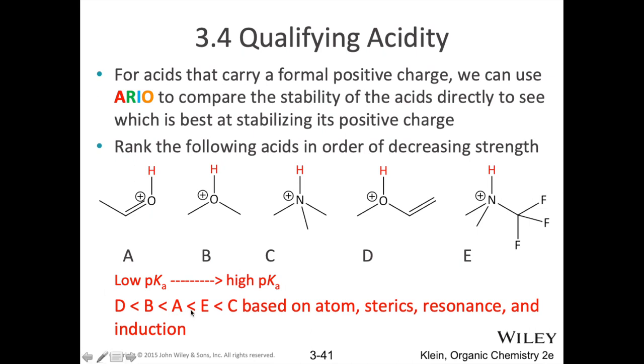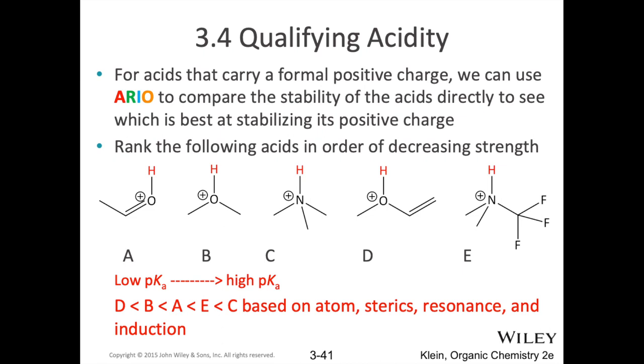And we see that again in the answers. So we can see that A, B, and D are on the left as the more acidic acids that are less stable with that positive charge, and E and C are on the right, being less acidic, but more stable at stabilizing that positive charge and holding on to that proton. Okay, so that's the A scenario.